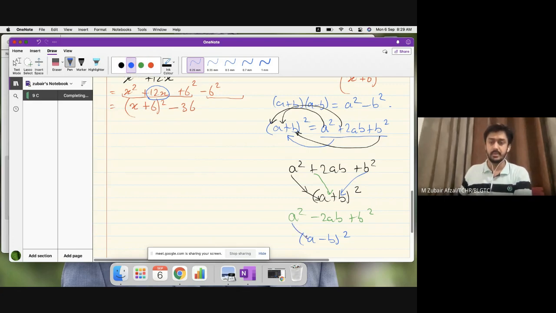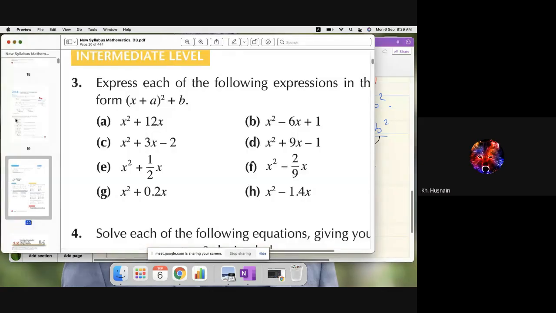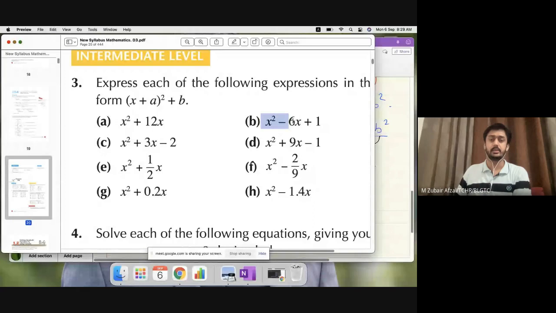So we've copied this a, then we've copied this negative sign. You have to always keep in mind that the reverse should be possible. If I copy positive, when I expand this, I'll get positive 2ab and not negative 2ab. Is the confusion clear? Shall I move to the next question? Yes, sir. Okay. So the next question is x square minus 6x plus 1.